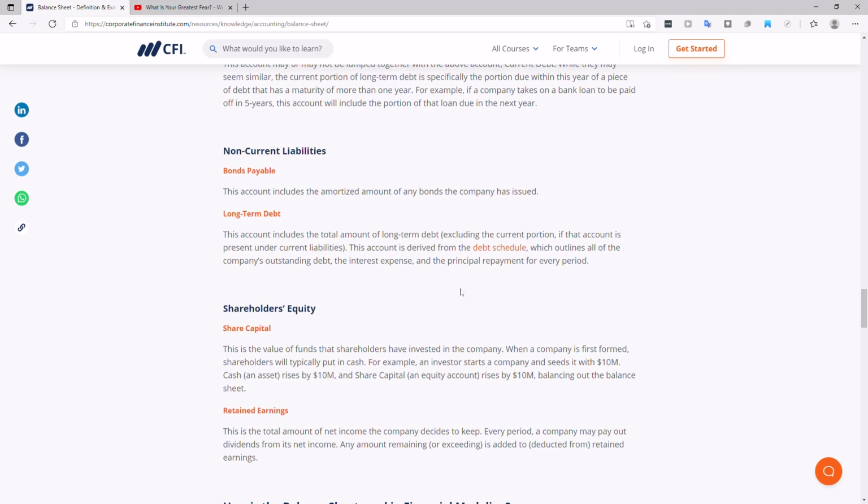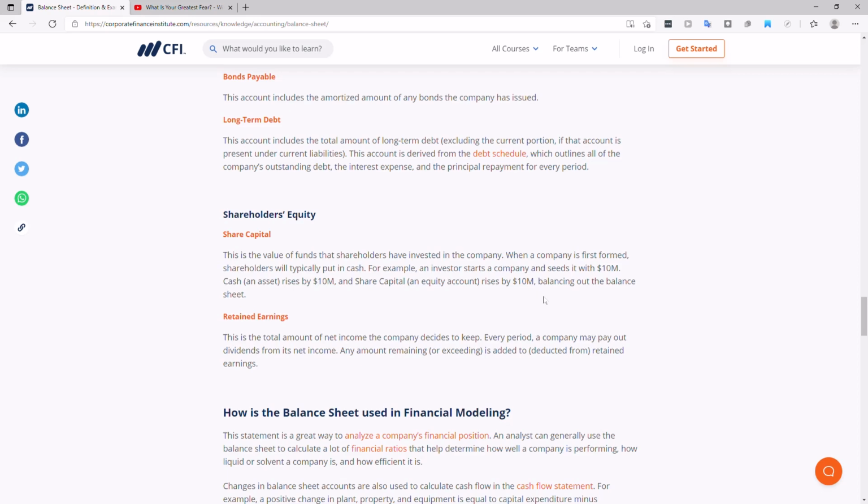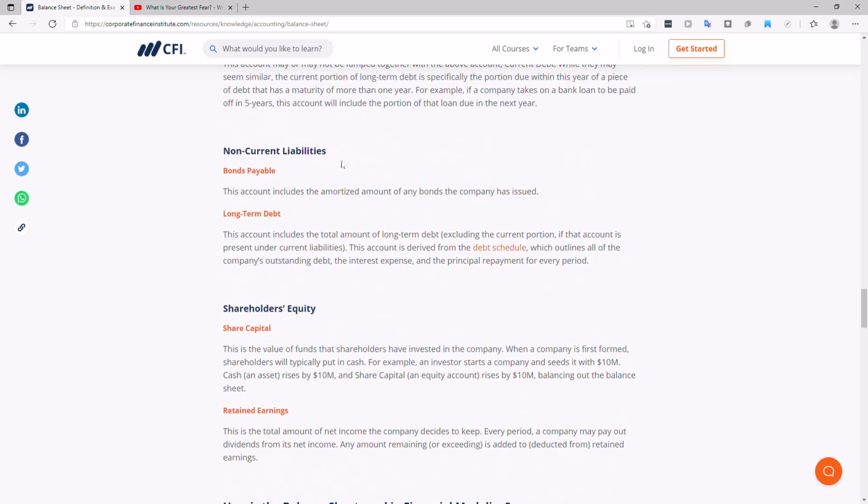This account is derived from the debt schedule, which outlines all of the money that the company is going to pay over the life of the debt. So when it comes to debt, of course there are different kinds of debt the company can take when they want to raise money to get the company running, or need the money to make big investments, such as Red Rock Resorts buying land to start developing another casino or something like that.